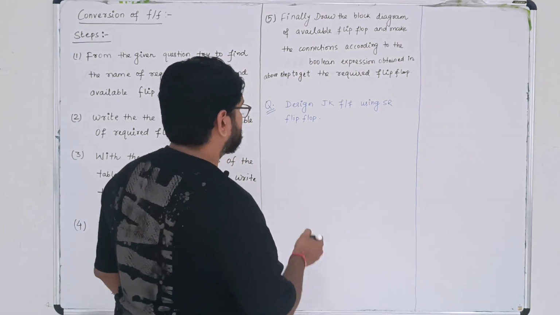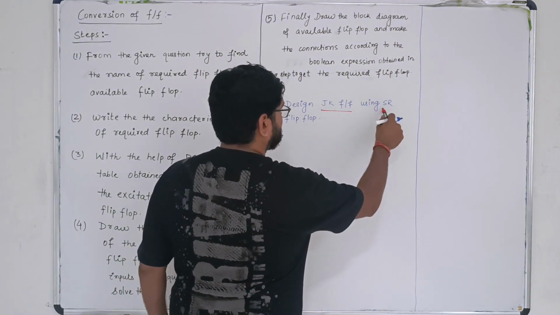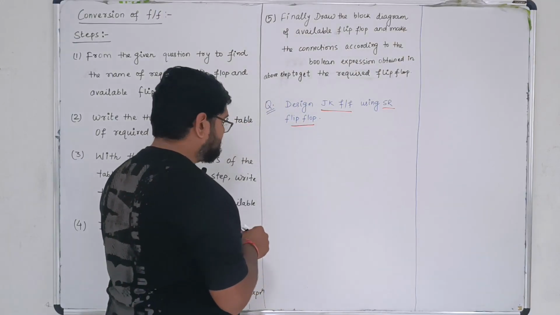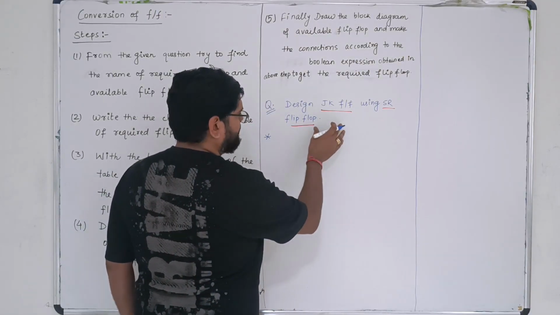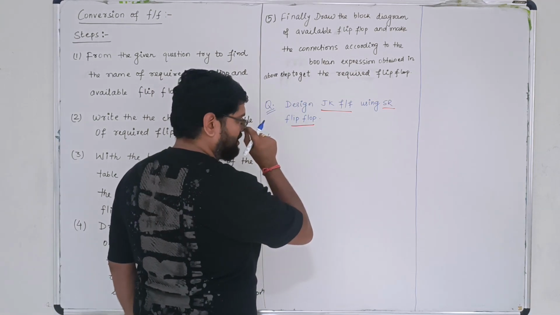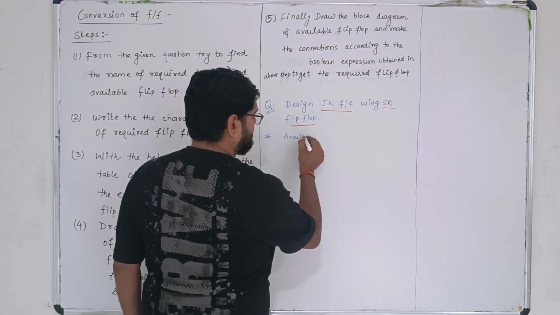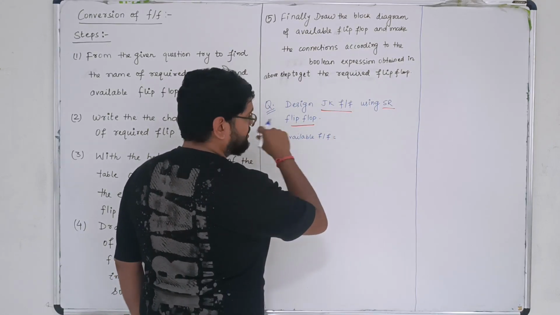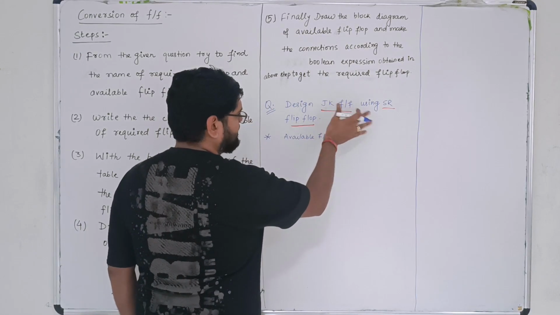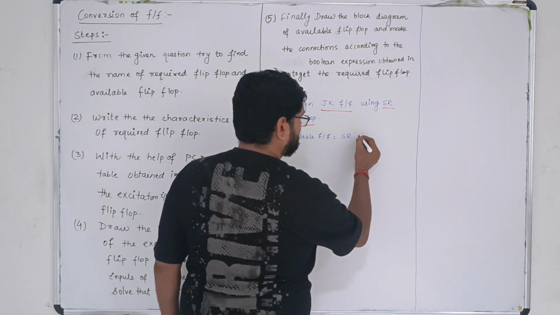So this is the question: design a JK flip-flop using an SR flip-flop. So what was the first step? I have already said to you, the first step is to find out which one is the available flip-flop and which one is the required flip-flop. So we'll write down the available flip-flop. Which one is available? You can comment in the comment box which one is available with us. It is nothing but the SR flip-flop.